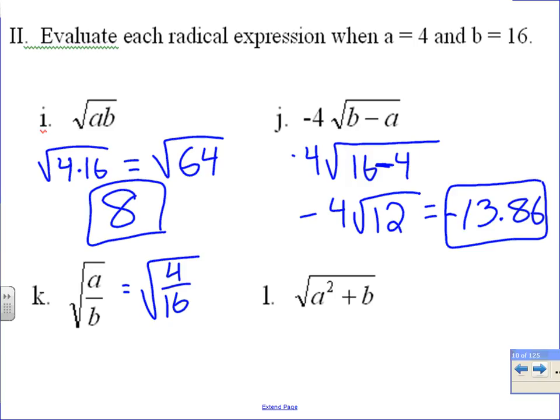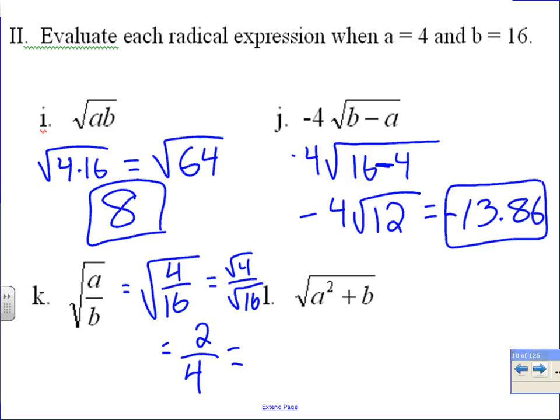Okay, how'd you get that? Good. So we can take the square root of each of them, and I'm going to separate them. The square root of 4. Amberly, what's the square root of 4? Good. And then the square root of 16 is 4.